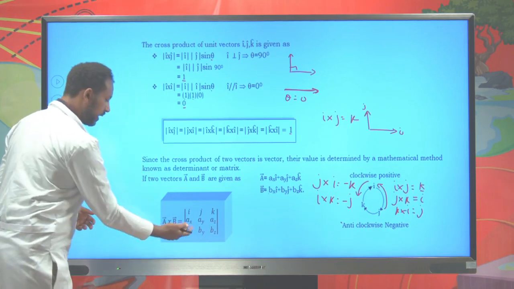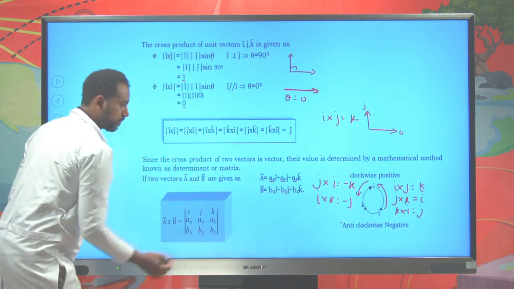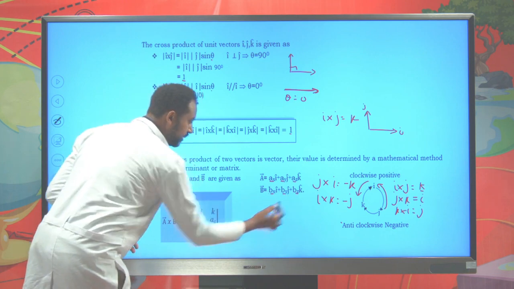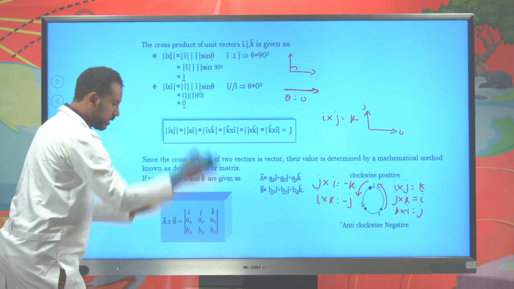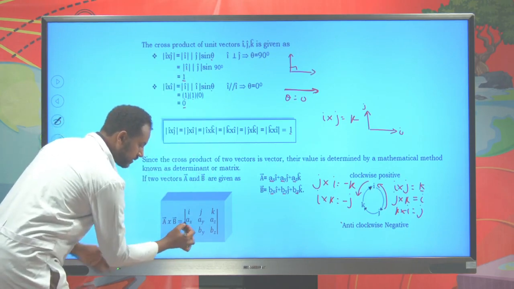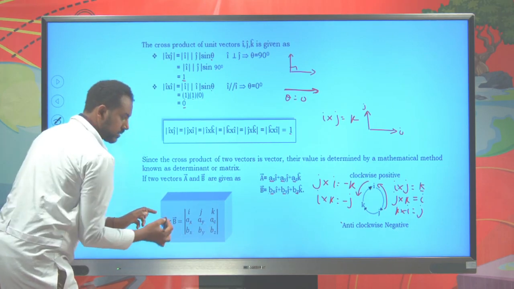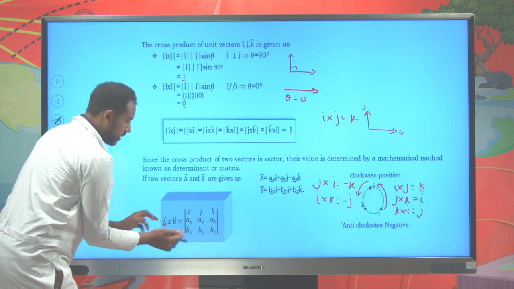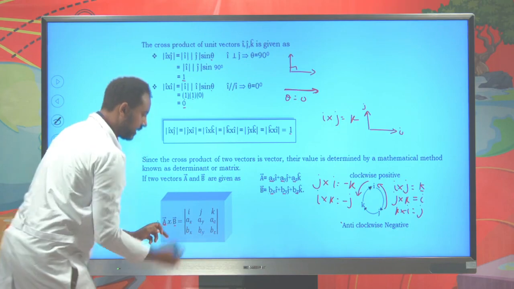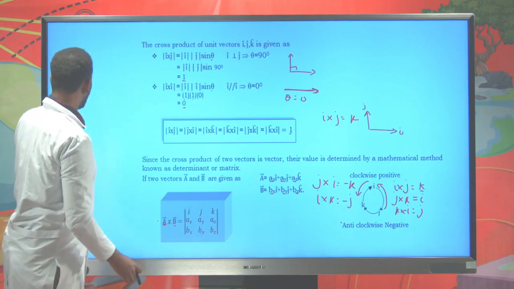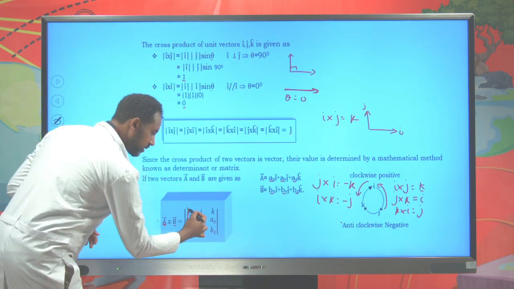Let's take vectors A and B. The components of vector A are ax, ay, and az. The components of B are bx, by, and bz. You have to put i, j, and k in a square bracket, or in parallel lines. First you have to put the components of A: ax, ay, az. Don't reverse those two. You have to put the values of A first, then B: bx, by, and bz.